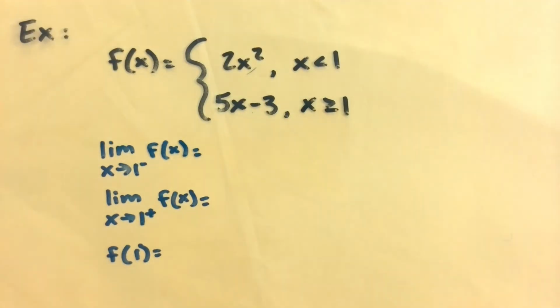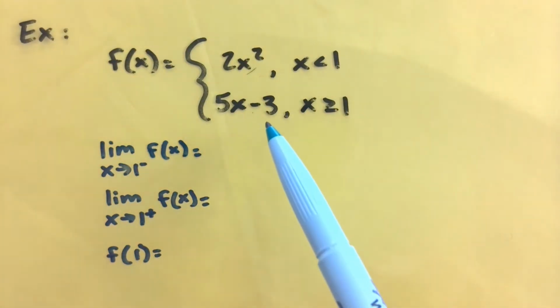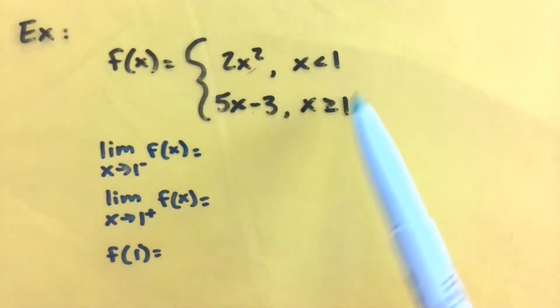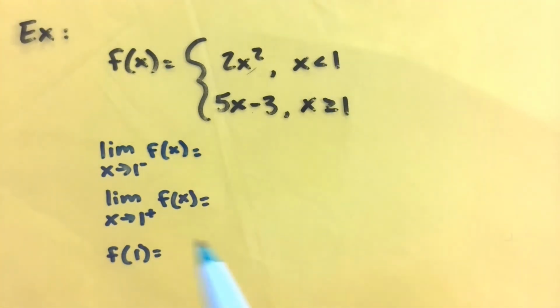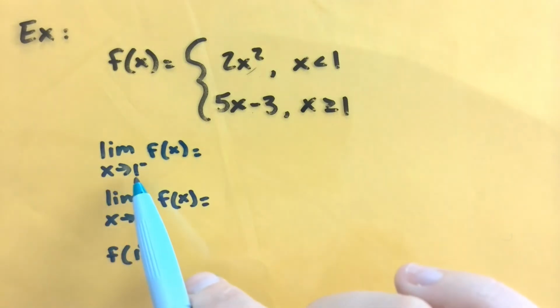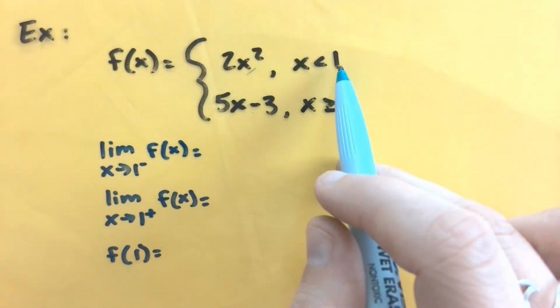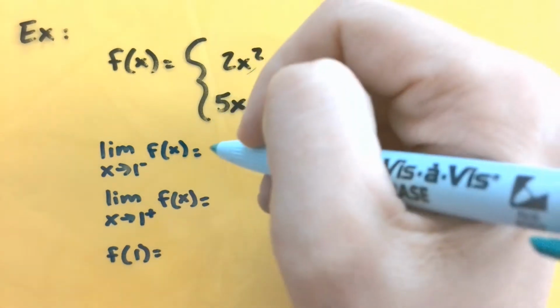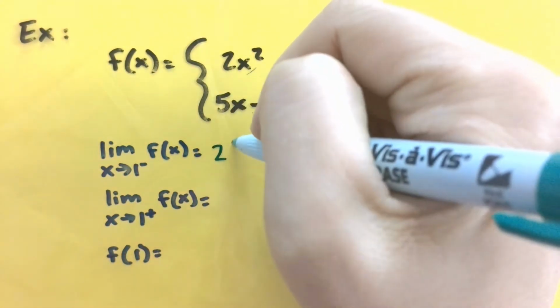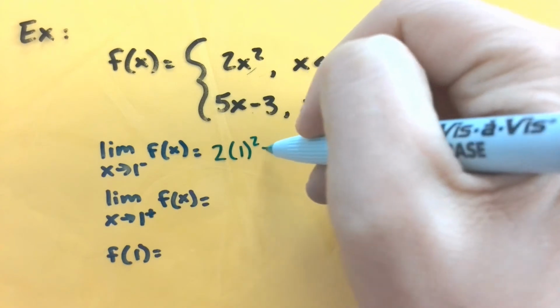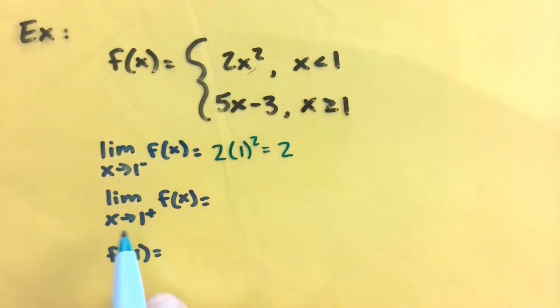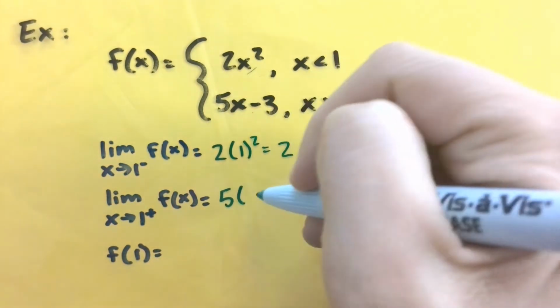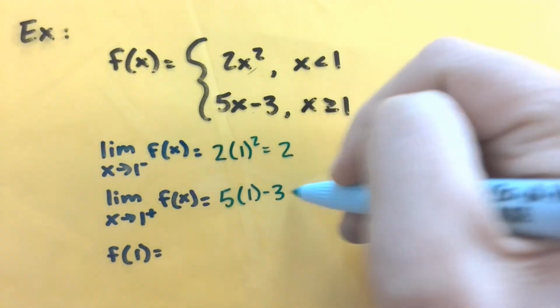For example, say I'm given a piecewise function and asked to show that it is continuous at the value x equal to 1. I need to show that the limit as x approaches 1 from the left, so we have to pick out which piece is to the left of 1, and that would be this 2x squared. So that limit is going to be 2 times 1 squared, which is 2. I have to find the limit as x approaches 1 from the right, which is this second piece, the greater than or equal to.